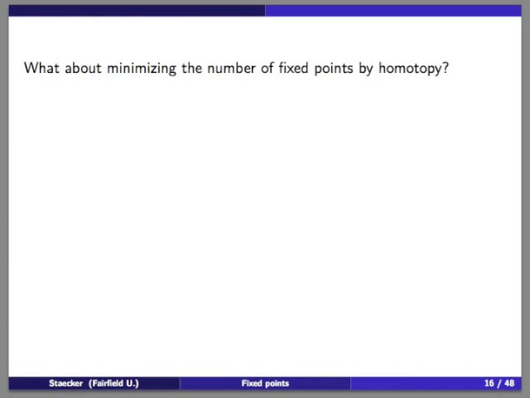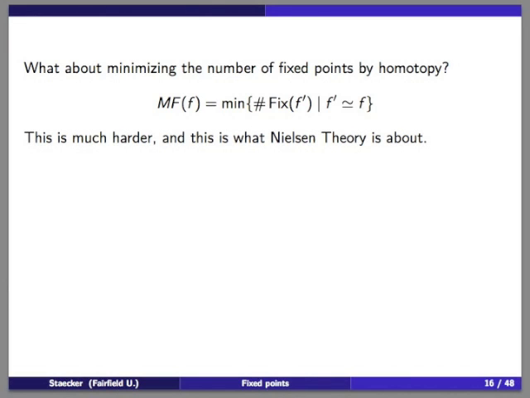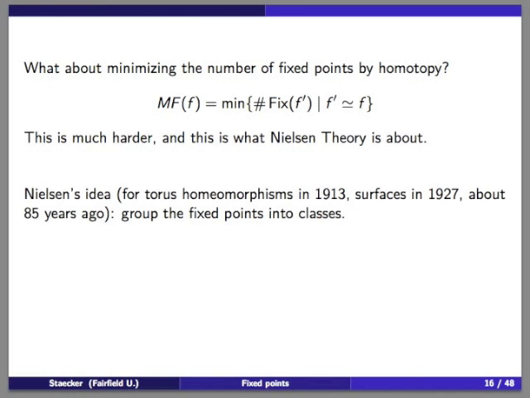What about the minimum number of fixed points that you can achieve? That is an interesting question. This is the definition. I'm going to use this notation for the minimal number of fixed points. It's the minimum possible number of fixed points of any map that is homotopic to F. All right? And this is really the central thing that we study in Nielsen theory. Nielsen theory was designed in order to try to compute this number. It is much harder than the maximum number of fixed points.